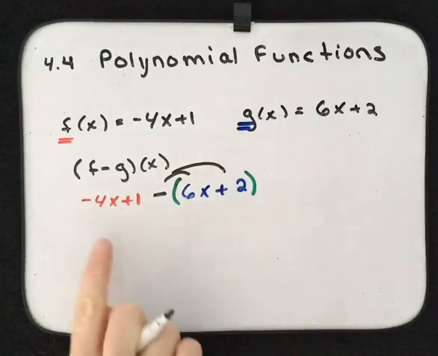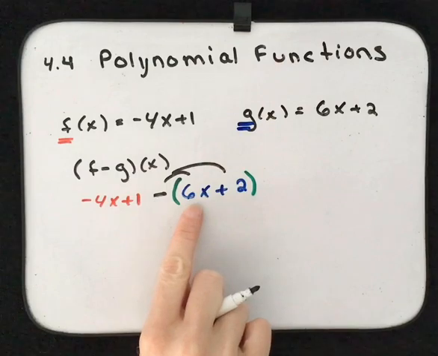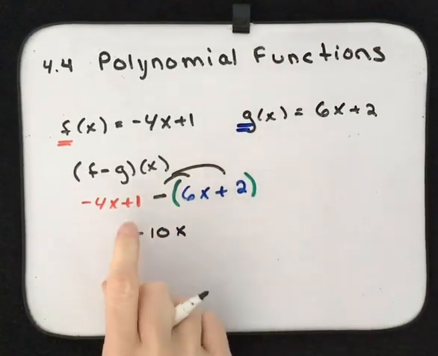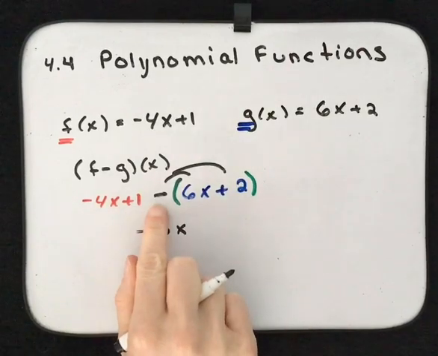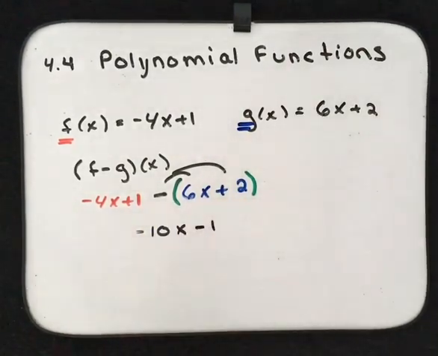So for example, you have negative 4x minus 6x. Well, negative 4 minus 6 is negative 10. And then you have 1 minus the 2. Well, 1 minus 2 is negative 1. Let's look at some more.